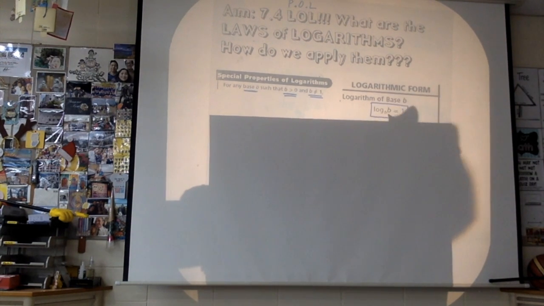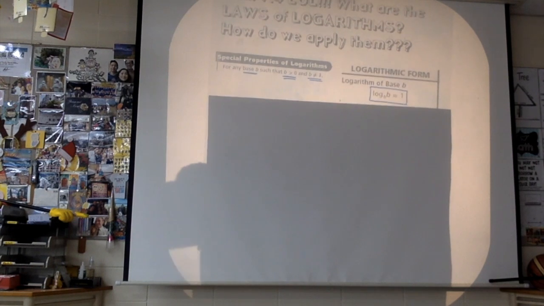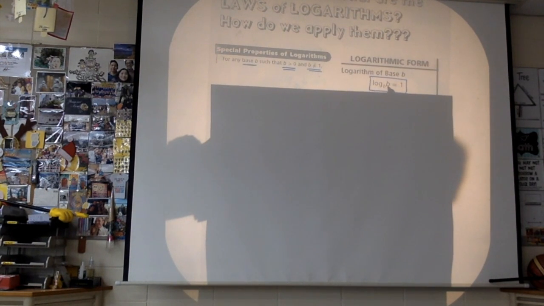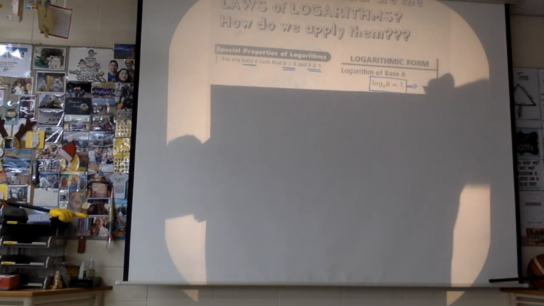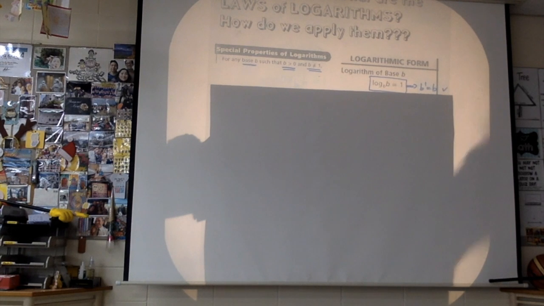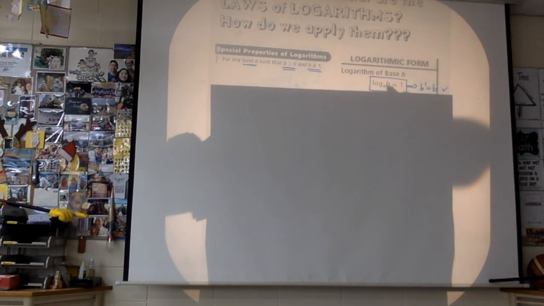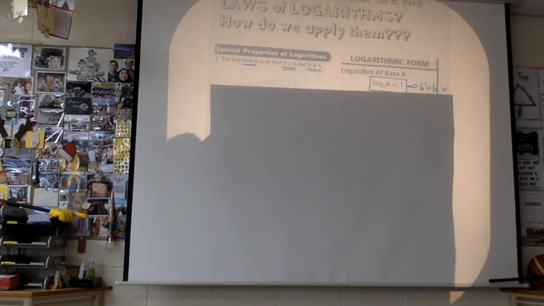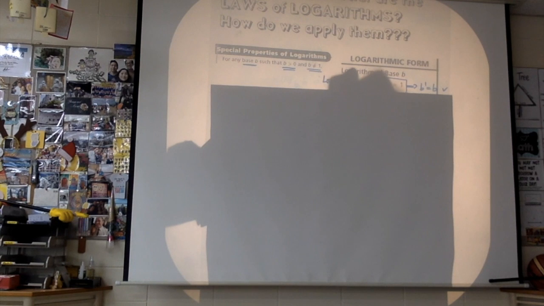If you have log base b of b, that's going to equal 1. Let's check. b to the 1 equals b, right? That makes sense, because if we do this exponentially, it's b to the 1, that equals b. So when you have the same base and the argument is the same, they just go away and it becomes 1. Let's try that. Log base 2 of 2 equals 1 because 2 to the 1 equals 2.